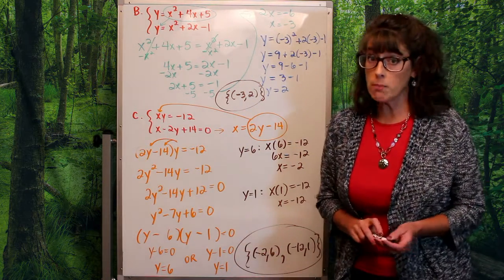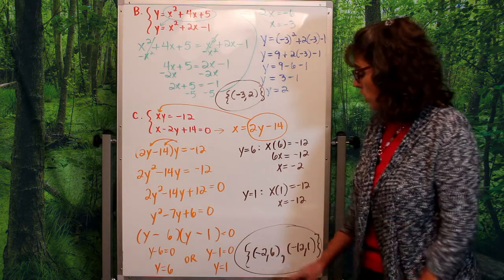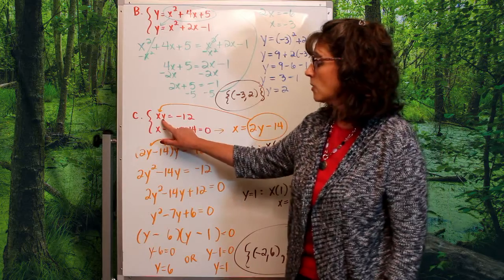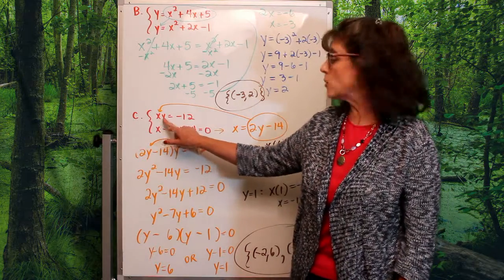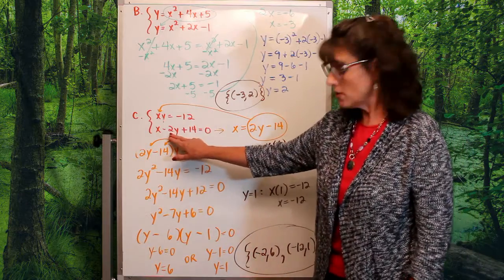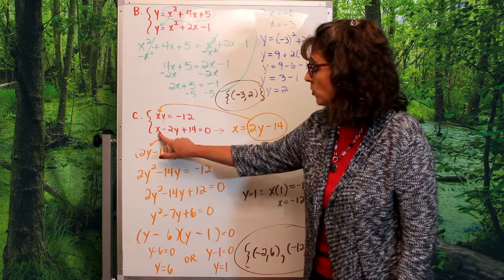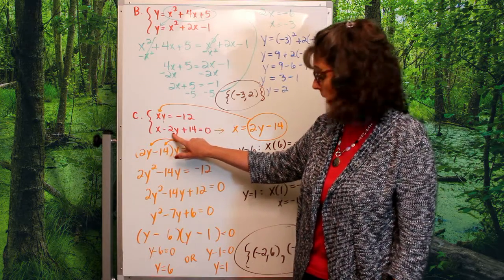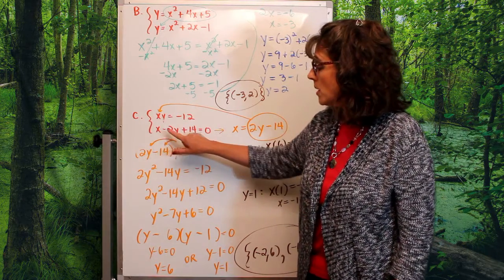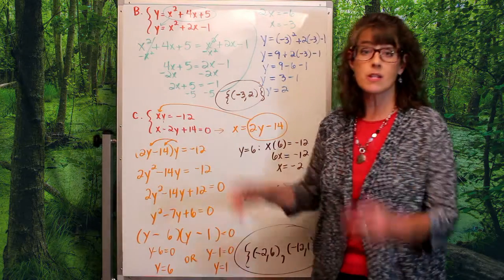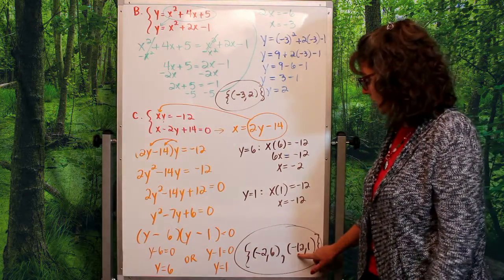Remember, I need to check both of those in both equations. So I'm going to take the negative 2 and put it here. I'm going to take the 6 and put it here, which would be negative 2 times 6 is negative 12. It's exactly what I wanted. Now I need to check this one down in here. So x being a negative 2, y being a 6. Well, negative 2 times 6 is negative 12. So I have negative 2 minus 12 is a negative 14. Negative 14 plus 14, yes, it's 0. That works.